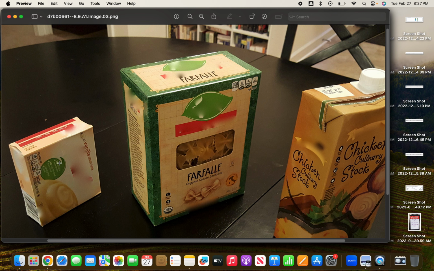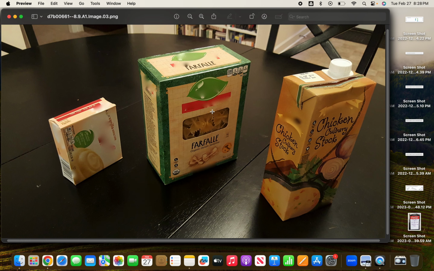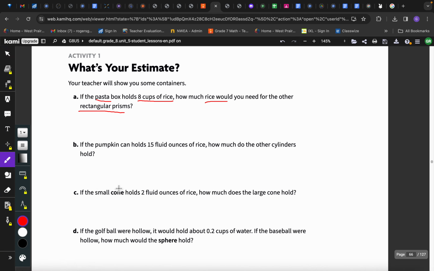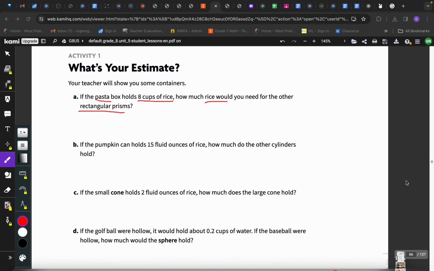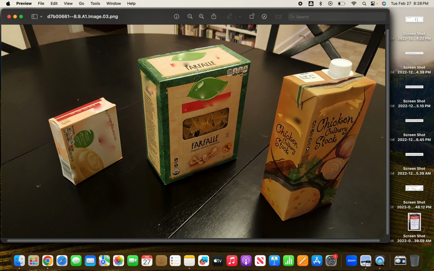So on your chart, go ahead and put pudding box. And then you also have this chicken stock container. If that's 8 cups of rice, if this one is 8 right here, then what is this? So write down pudding box and write down your guess, and write down chicken stock container and write down your guess. And again, it's just a guess.